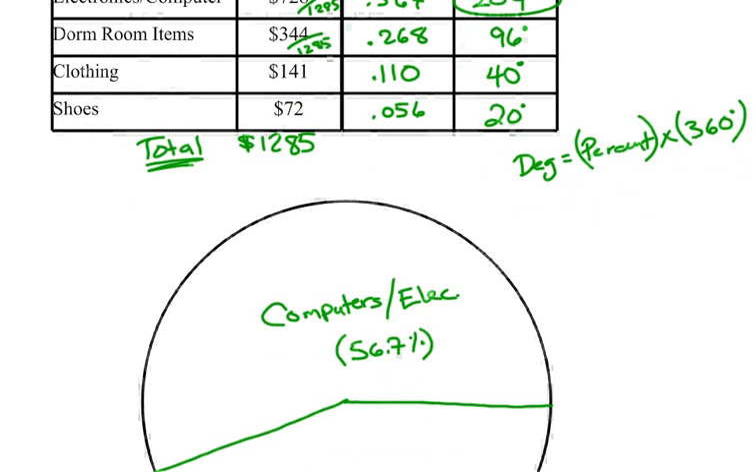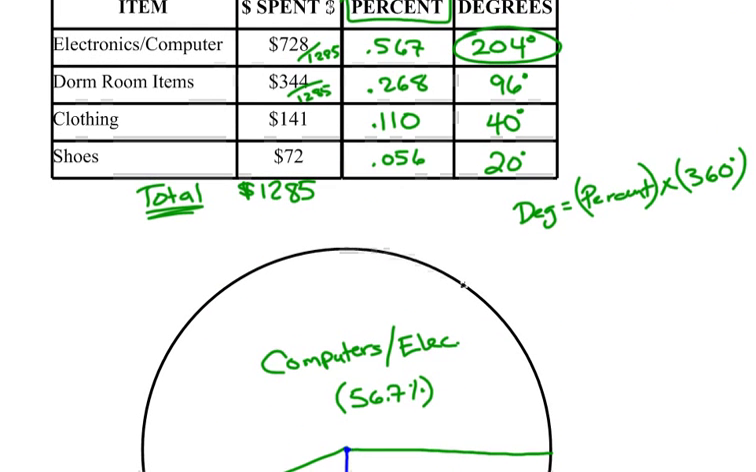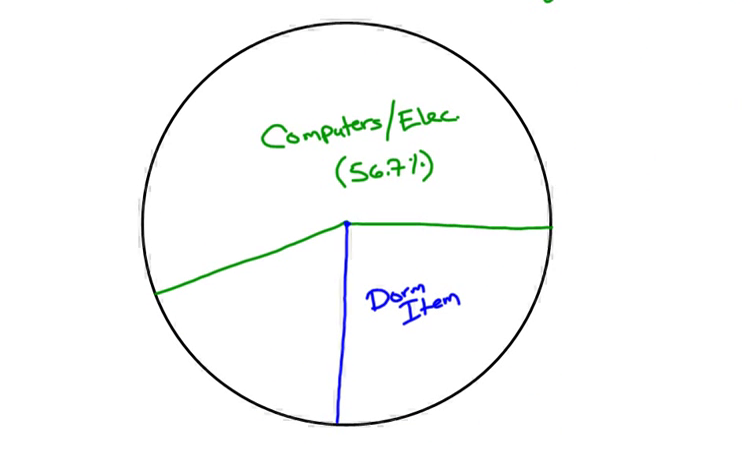Let's say we're looking at this horizontal line coming off again. If I was going to come straight down from this center point right here, that would be 90 degrees. We're going to go a little bit past that, so see if I can get something close to 96 degrees. So this was dorm items. And again, that percentage was what? 0.268, so that's 26.8% for that category.